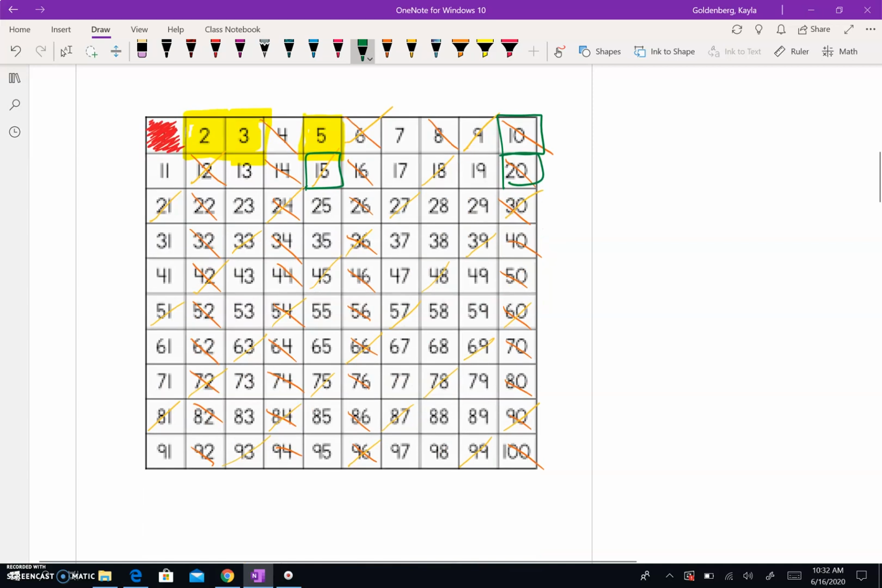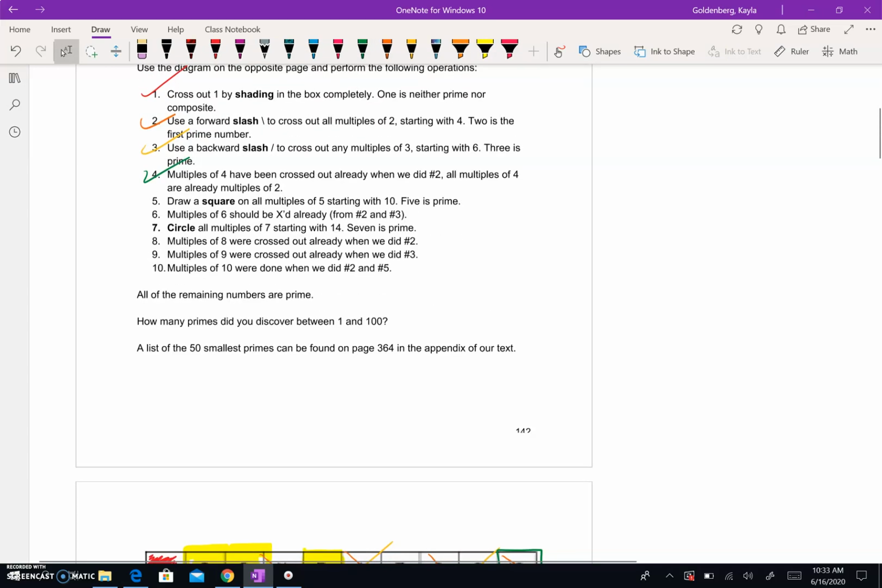And you'll probably realize that, like you've got all these guys, right? Anything that ends in a 5 is a multiple of 5. And all your multiples of 10 are also multiples of 5. Okay, we got those real quick.